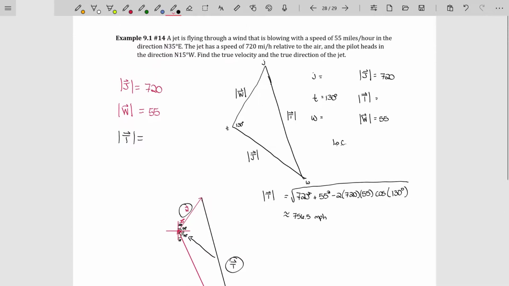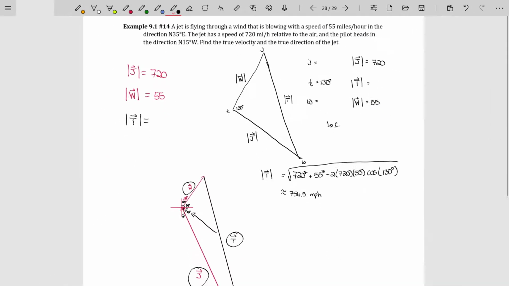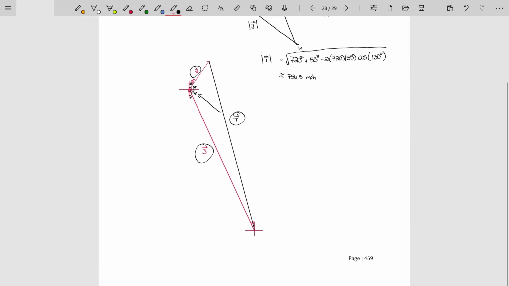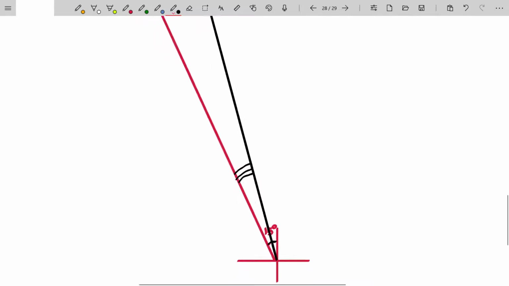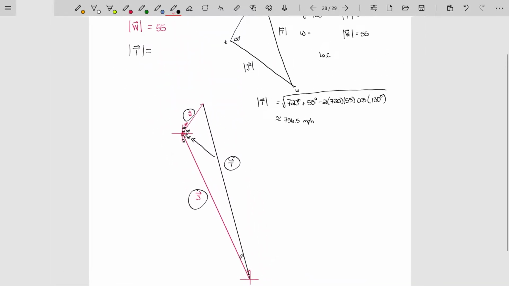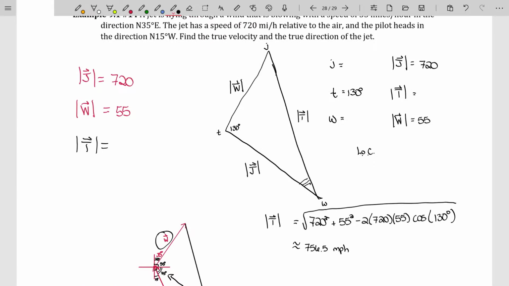Now we want to know how far off course they are. Their intended course was north by 15 degrees west. That's this one right here. We would love to know what the true course is. So let's go ahead and find out what this little sliver of an angle right here is. And that is angle W in our triangle. So I'm going to go ahead and fill this in. This is roughly 756.5. And I'm now going to use this full complete row to find out what W is.